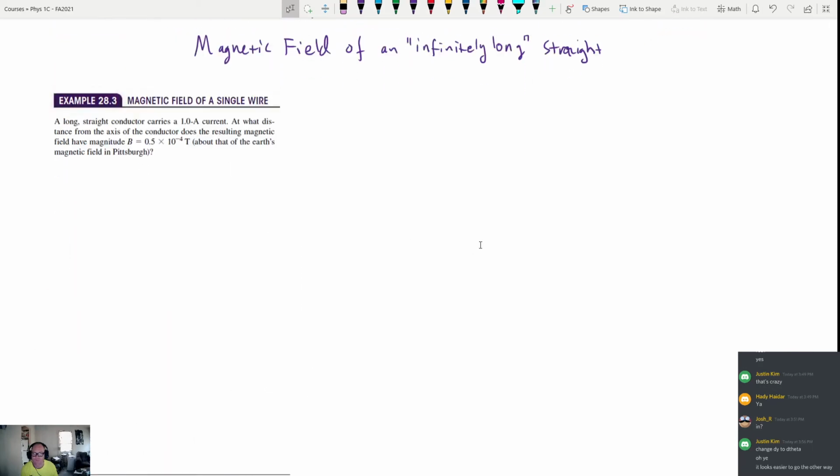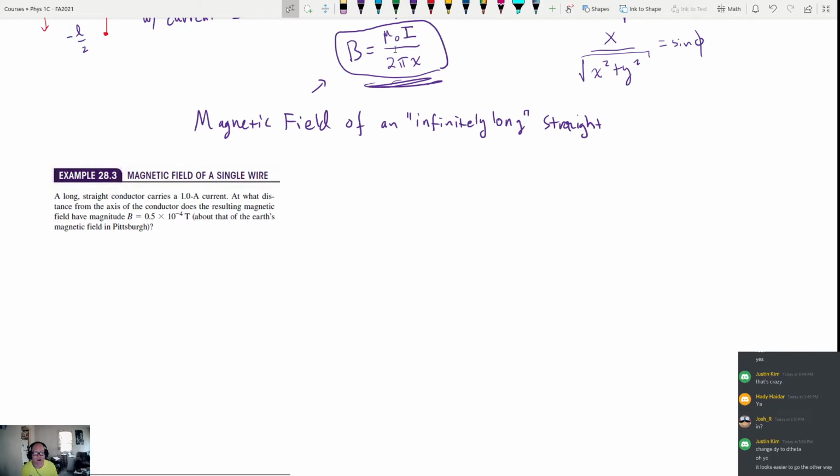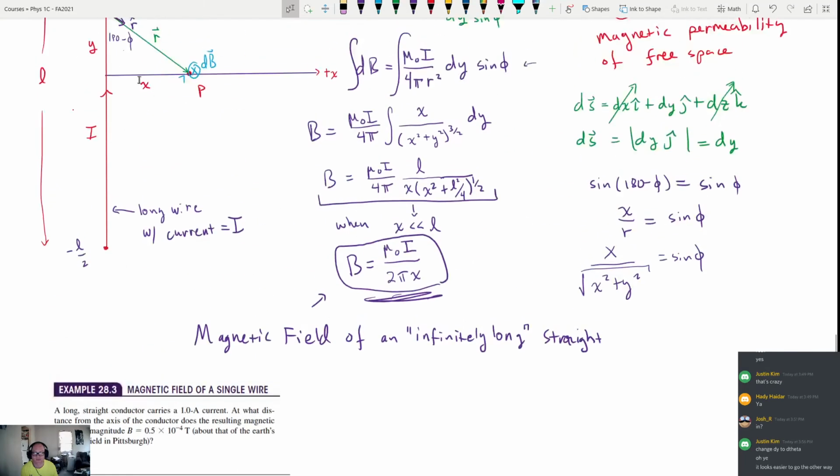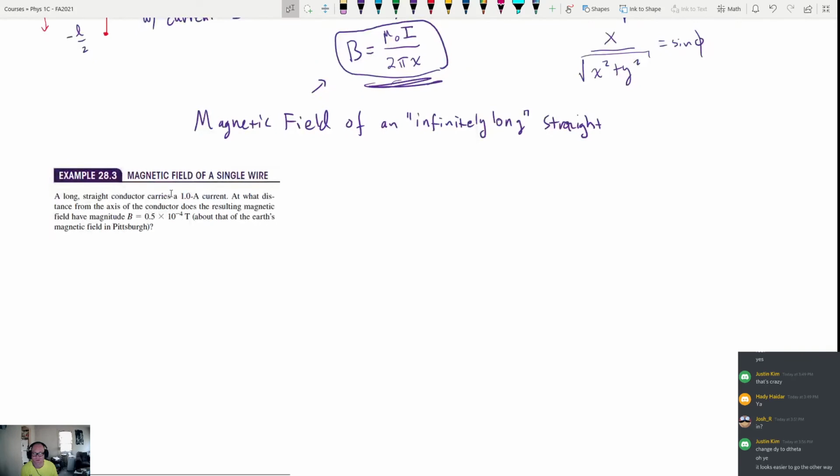All right. So that's our result. Mu naught I over 2 pi x, where x is the distance away from the wire. That's what we're going to be using to solve this. It says a long straight conductor carries a 1 amp current. At what distance from the axis of the conductor does the resulting magnetic field have a magnitude of B equal to 0.5 times 10 to the negative 4 Tesla, which is about that of the Earth's magnetic field in Pittsburgh.